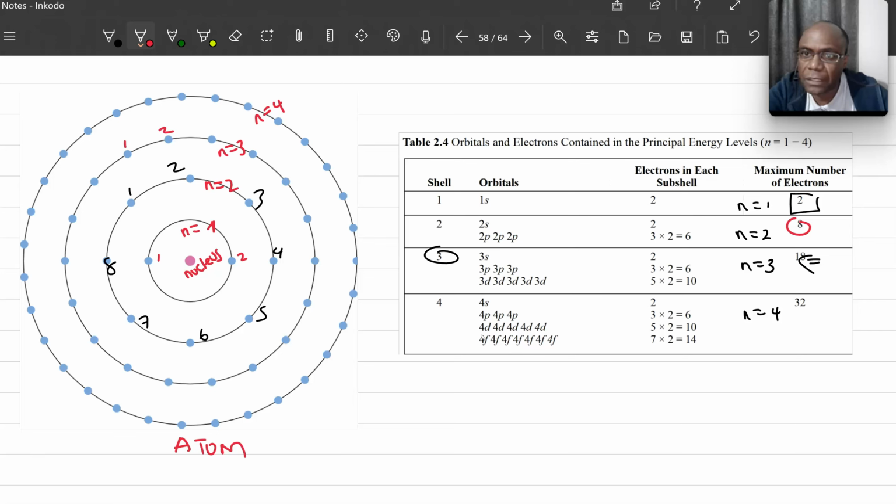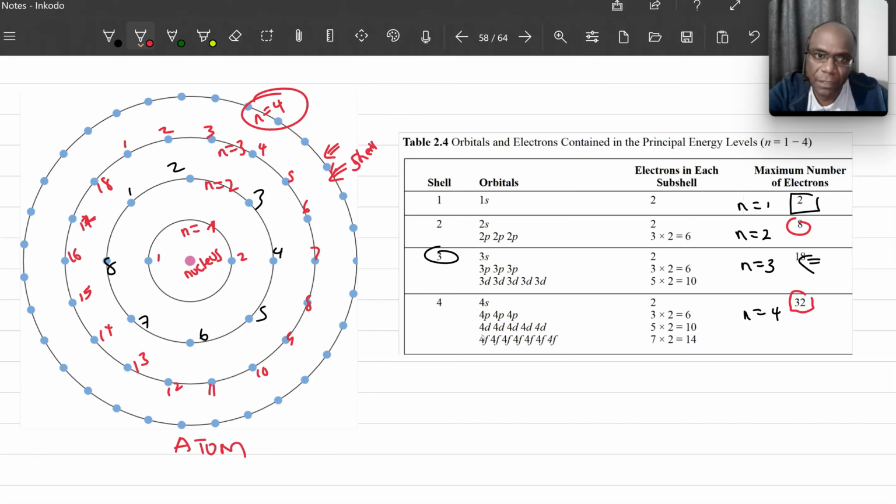And if you count these, 1, 2, 3, up to 18. And then in the fourth shell, you have 32. Okay, go ahead and count the outermost circle, the outermost shell. That's the shell of principal quantum energy level. Count the dots. They should be 32.